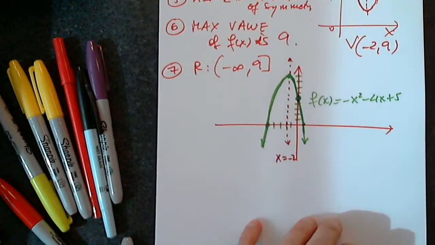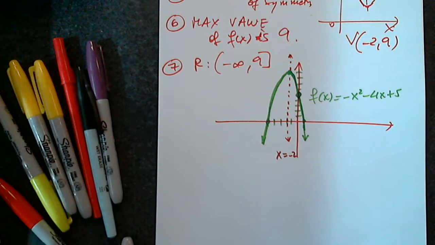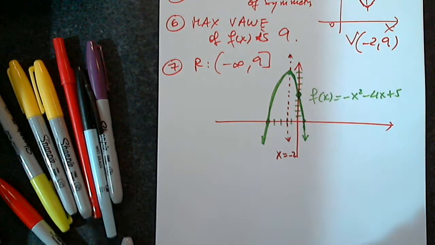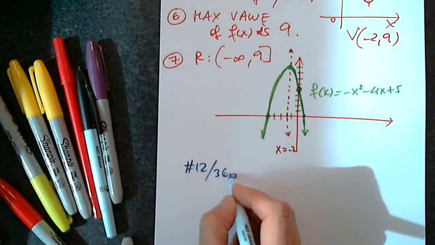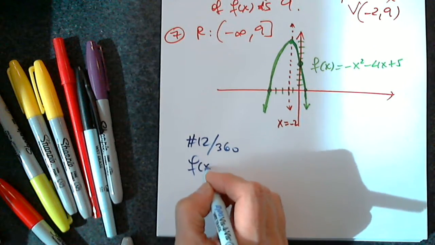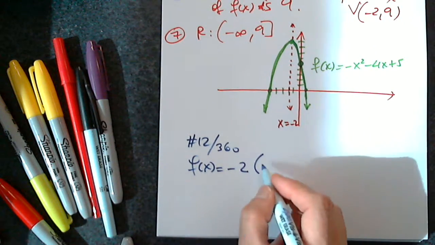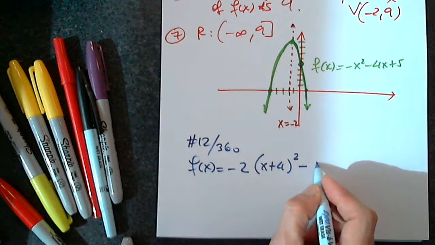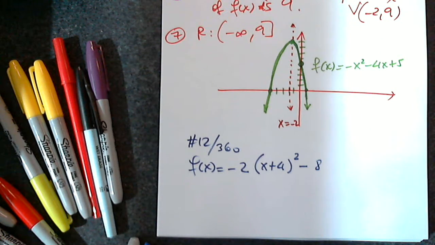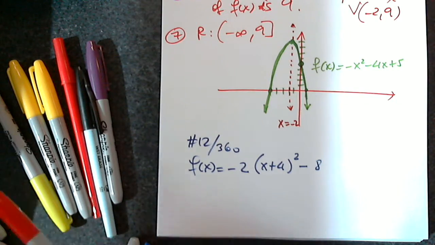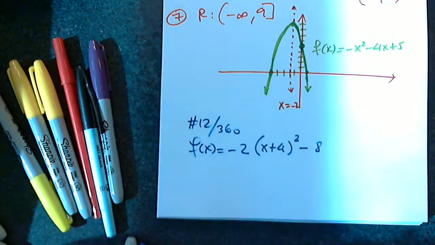Okay, let's look at one where the vertex is determined. It's very straightforward. And then let's look at a word problem. Let's look at 12 on the same page. f of x equals -2 times (x plus 4) squared minus 8. The question is not asking us to graph using transformations. The question is asking us to graph accurately. We have to go through 7 steps.